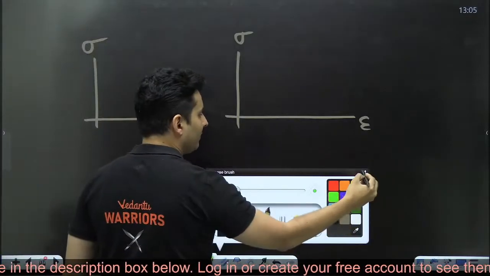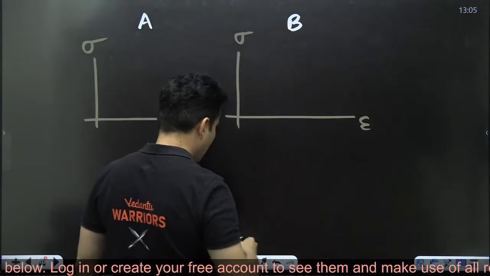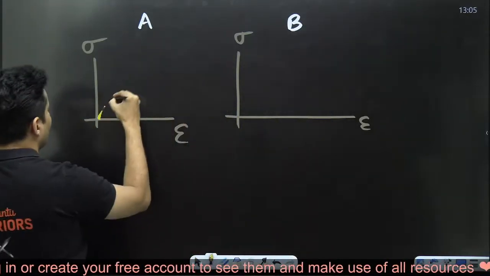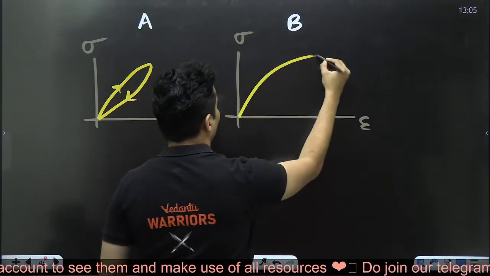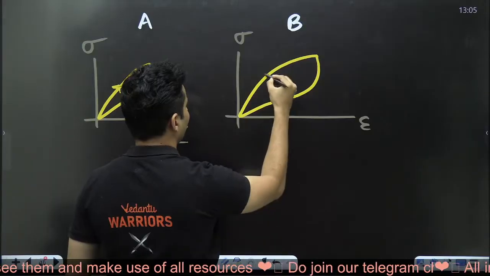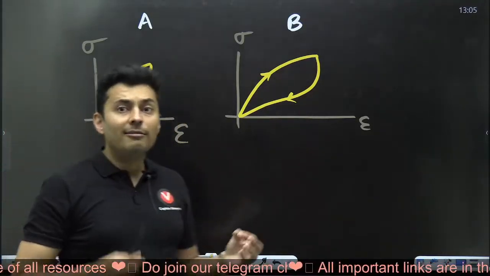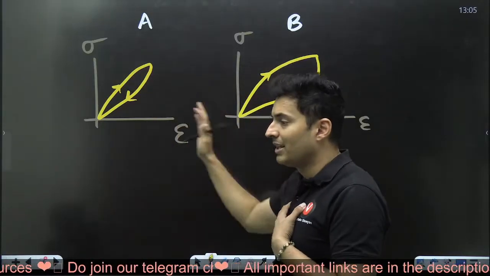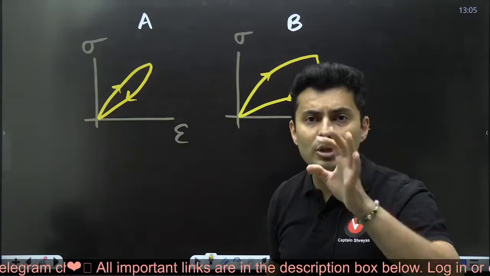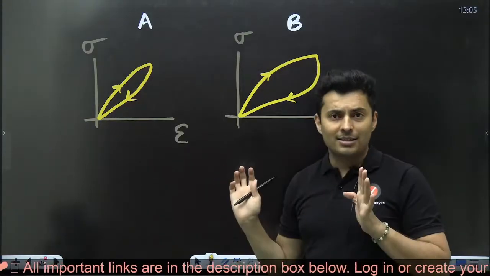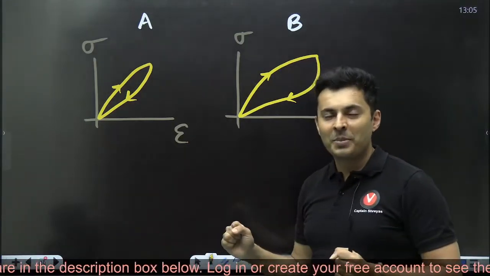And one of the graphs, let's say this was of type A, this was of type B. One of the graphs looked like this for loading and then unloading. The other graph looked like this, then like this. Okay, so these are the two graphs given, and they asked you, if there are two types of rubbers, rubber A having this graph, rubber B having this graph, which rubber will you use for tires of a vehicle? For making the tires of a vehicle, which rubber will you use?